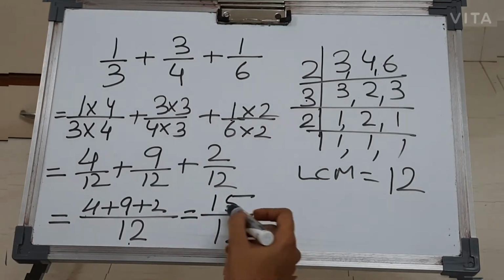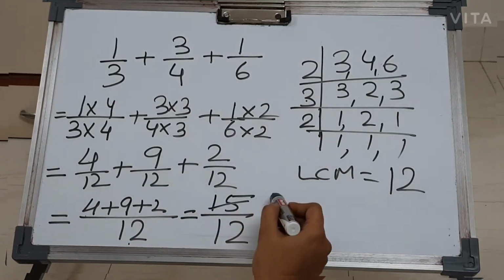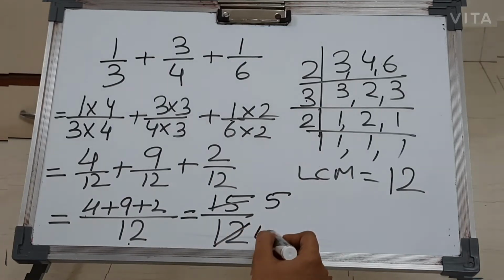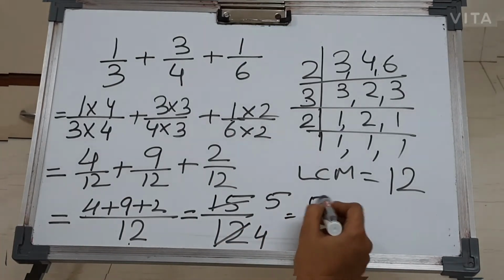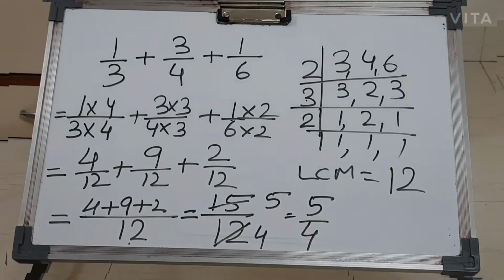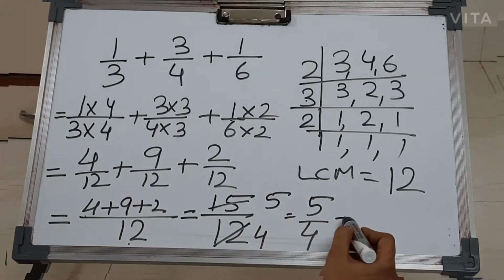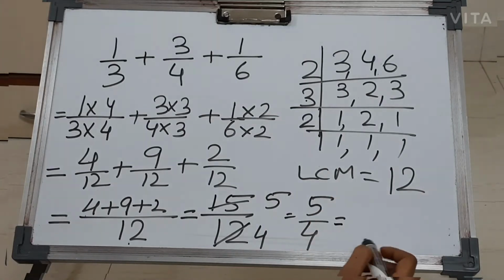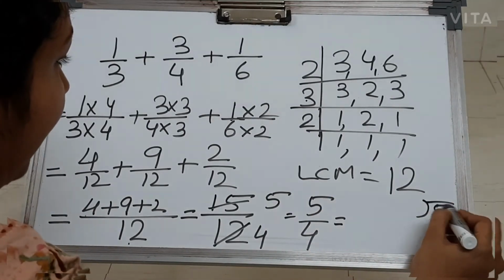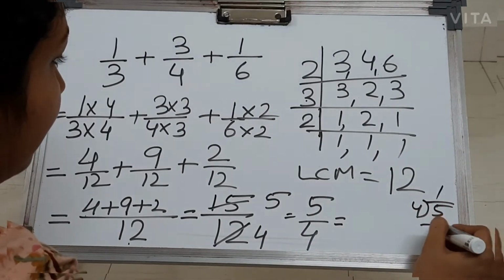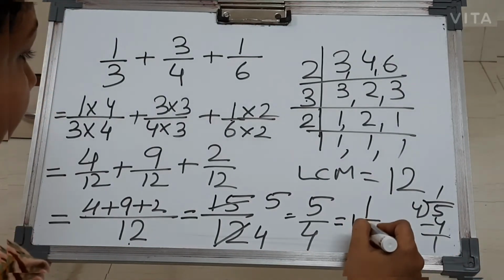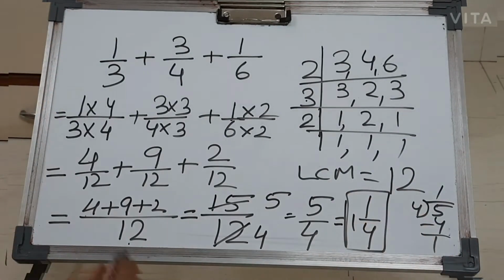It is in the 3 table, so it is divisible by 3. 3 5s are 15, 3 4s are 12. So the answer is 5 by 4. Again, you can see this is an improper fraction, as the numerator is greater than the denominator. So we convert it into a mixed fraction. That is 5 by 4: 4 1s are 4, remainder 1. So 1 and 1 by 4. This is the final answer for this fraction.